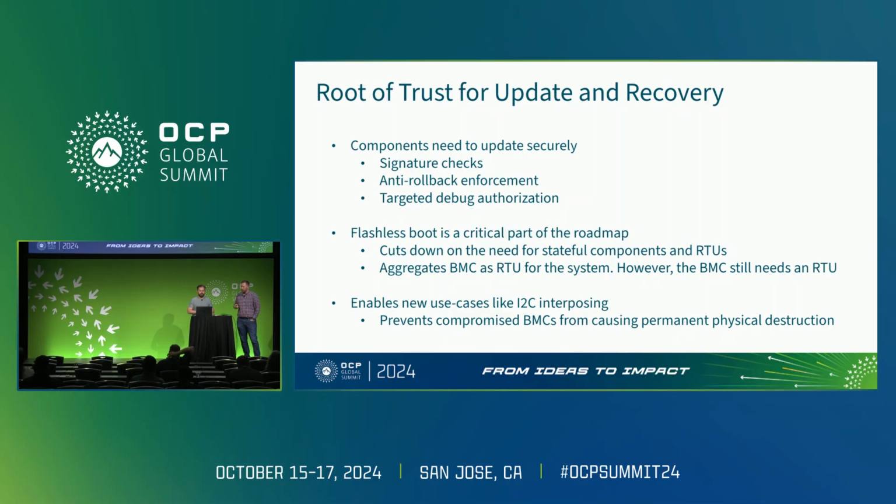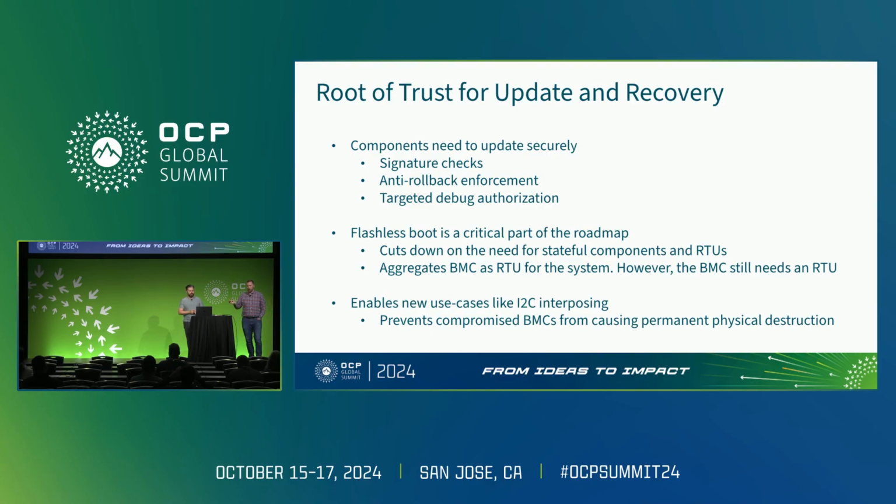Zooming in on update and recovery. As I mentioned, we need signature checks to make sure that when an update is presented, the signature is valid before it is actually applied to your flash. We need to be able to enforce anti-rollback so that even though old images might have been validly signed, they are no good anymore. And the anti-rollback here allows you to get that property without having to roll all of your keys every time you discover a bug in your firmware. As well as targeted debug authorization, which is another feature that lets you manage your platform in a mostly locked down state, but opening up only if and when you need to.